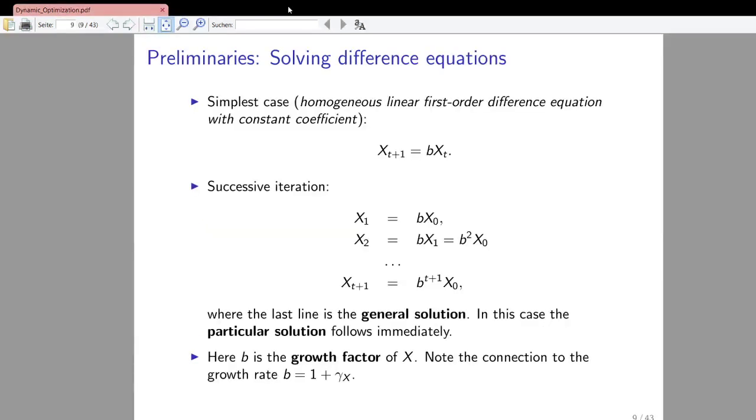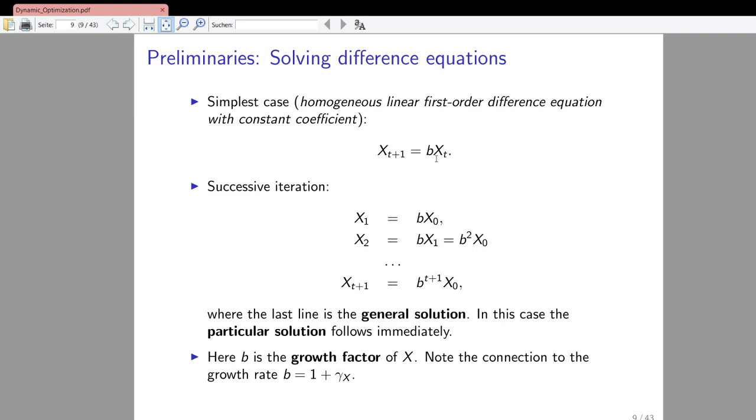Now we can do the same, the solution for difference equations. So we solve here, again, the simplest case, a homogeneous linear first order difference equation with constant coefficient, and that's the same equation that we had previously, where x sub t plus 1 is equal to b x sub t. And now we want to solve this for the general solution and for the particular solution.